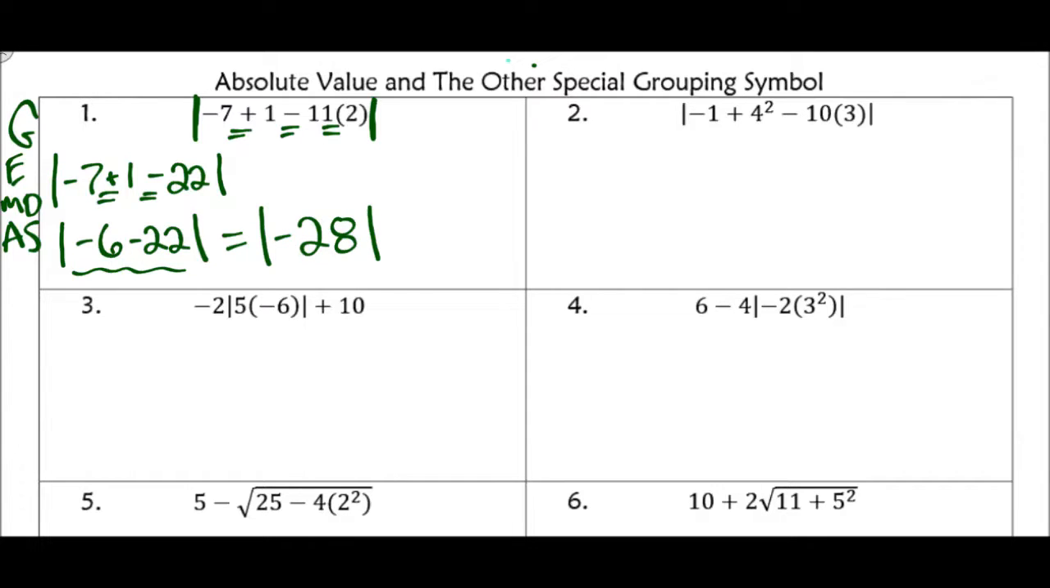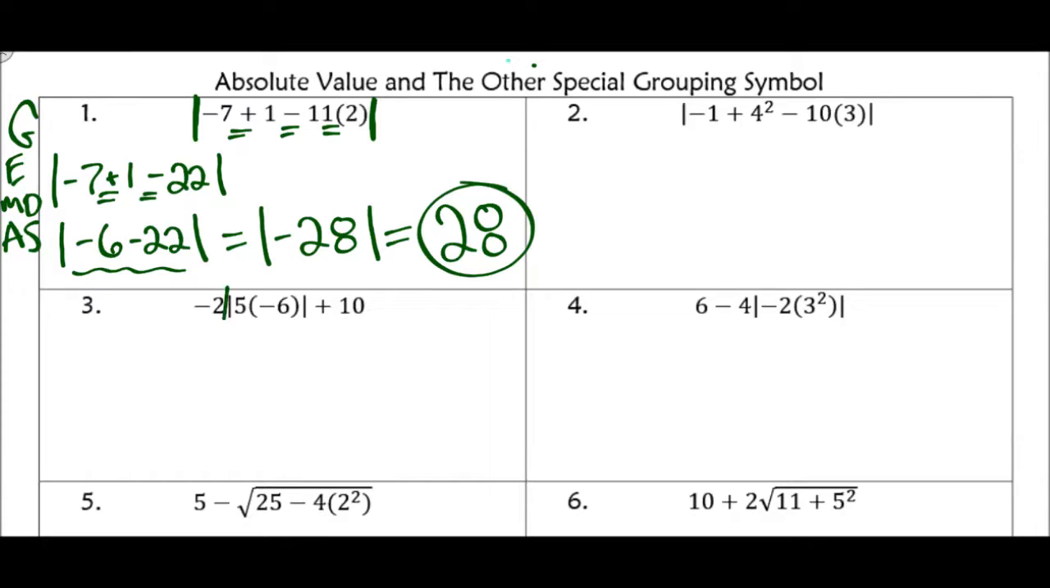Absolute value really means how far is that number away from 0. If you imagine on a number line, -28 is 28 spaces away from 0. It's talking about the distance, so it changes that number into a positive. Just changes it into a positive 28. Everything inside of there, and then we change the number into a positive.